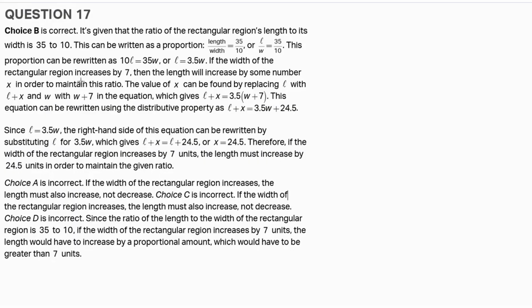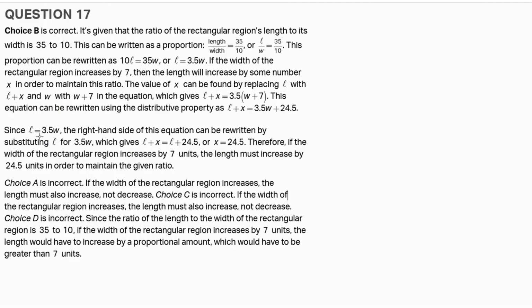If the width of the rectangular region increases by 7, then the length will increase by some number, we'll call it x, in order to maintain this ratio. The value of x can be found by replacing length with length plus x and width with width plus 7 in the equation, which gives us length plus x is equal to 3.5 times width plus 7. This equation can be rewritten using the distributive property as length plus x equals 3.5 times the width plus 24.5.